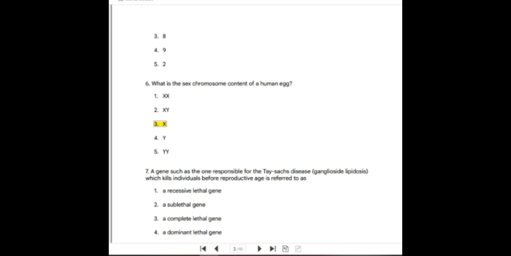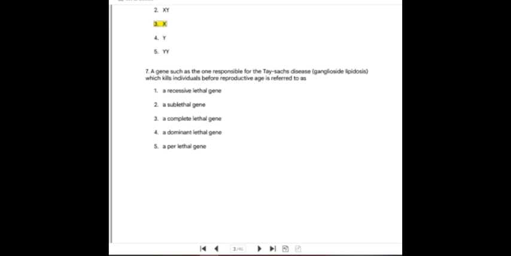Question 7, a gene such as the one responsible for Tay-Sachs disease, which is a ganglioside lipidosis, which kills individuals before reproductive age, is referred to as, 1, a recessive lethal gene, 2, a sublethal gene, 3, a complete lethal gene, 4, a dominant lethal gene, 5, a perlethal gene. So the correct answer is a recessive lethal gene.